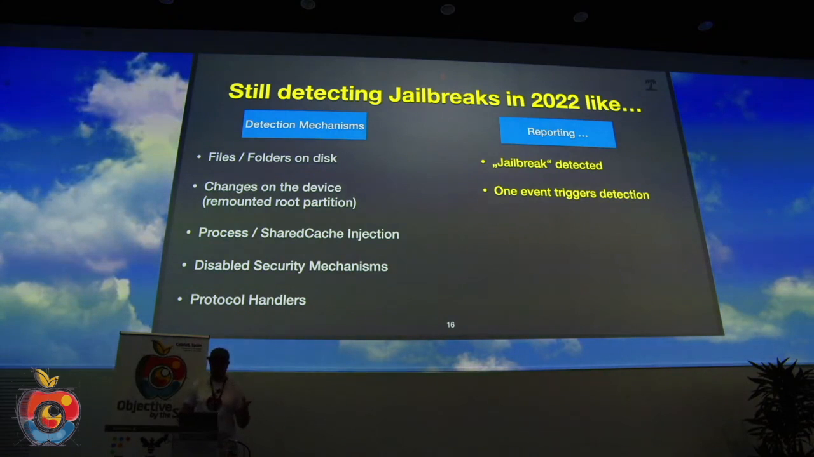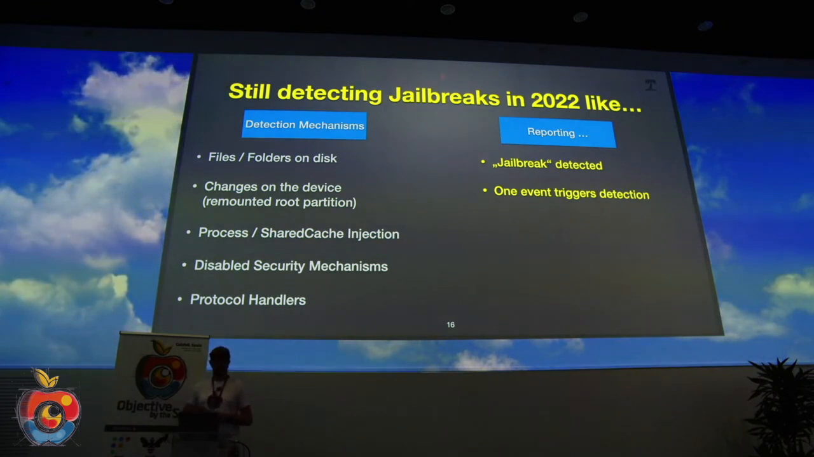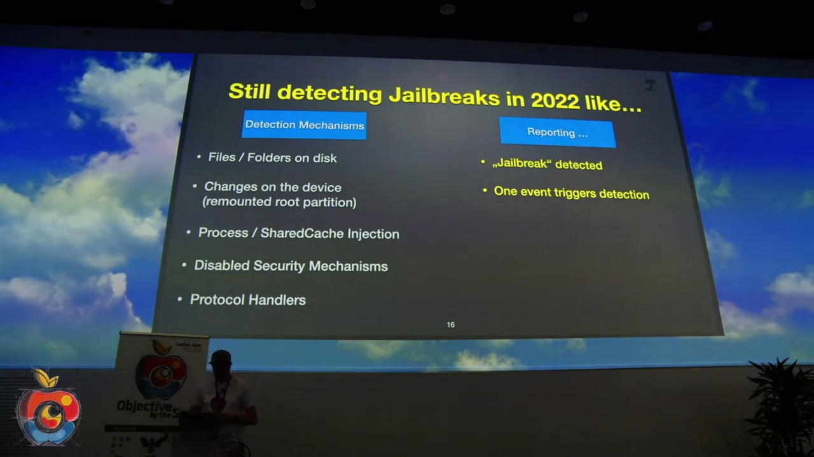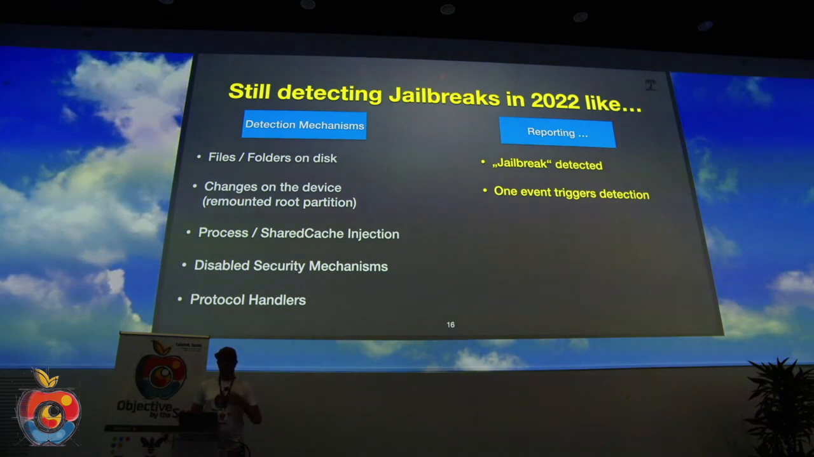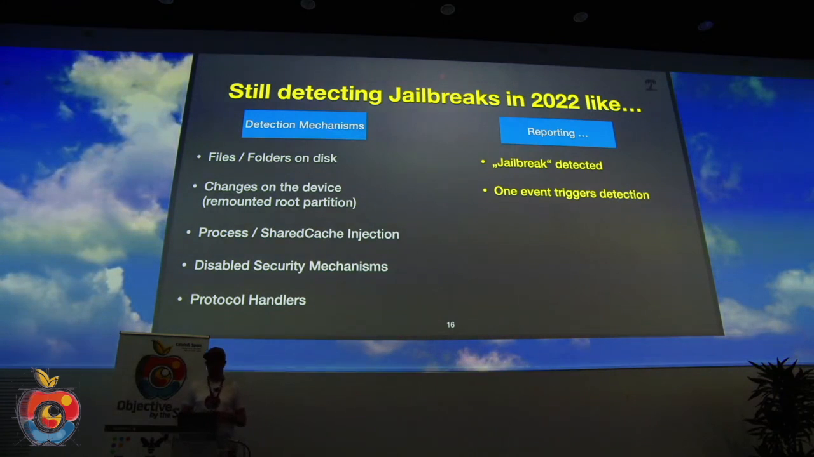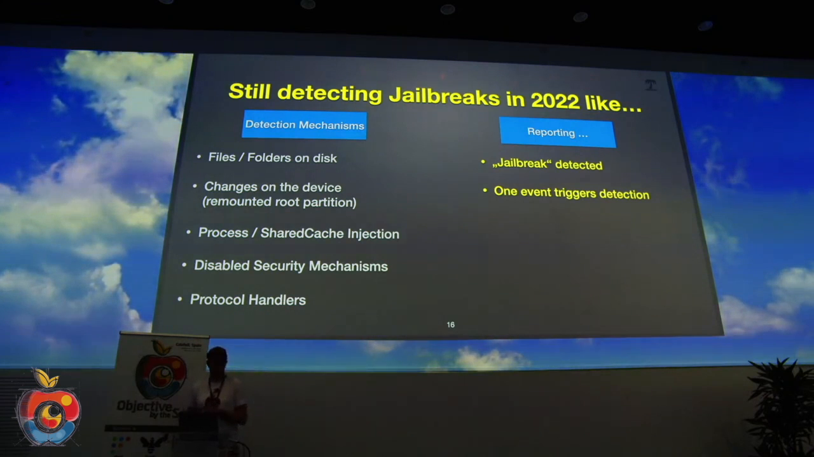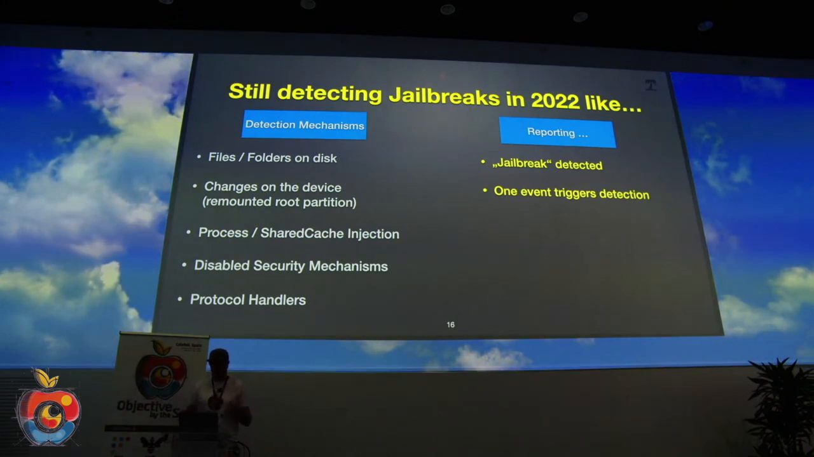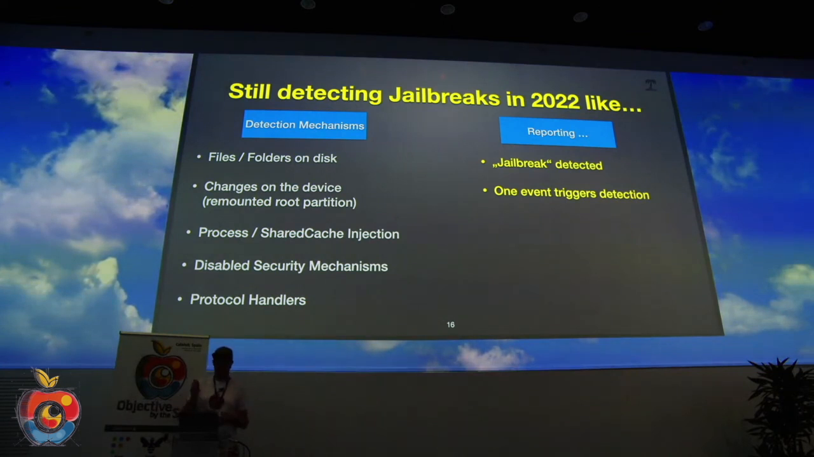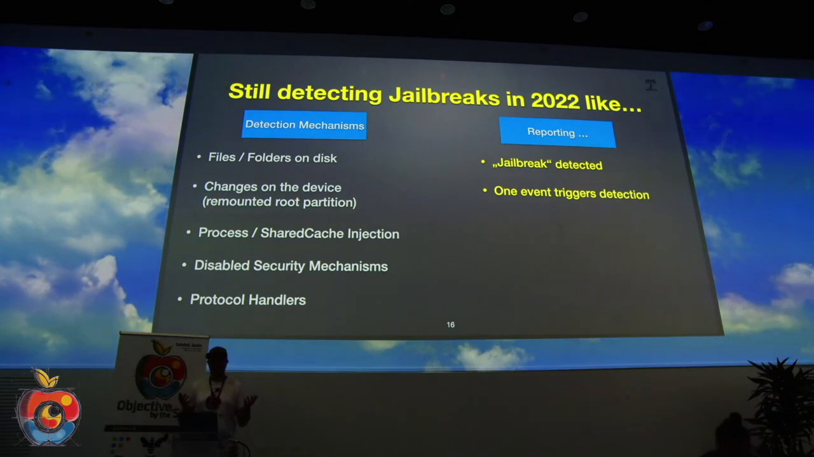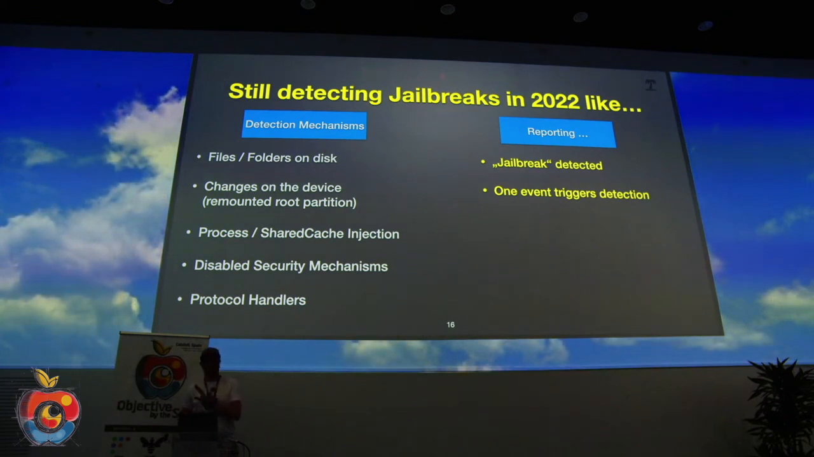Then you had process or shared cache injections. At some time, you could also detect if something tries to hook into some function and change something there. Of course, you have some disabled security mechanisms on the jailbreaks. If you see that maybe code signing is disabled, or maybe the sandbox is disabled altogether, you can detect such behavior, because you can execute stuff as an application which you are not supposed to, and which you normally get killed for. And of course, there are some protocol handlers like Cydia://, which you can detect, but this is really just a user feature.